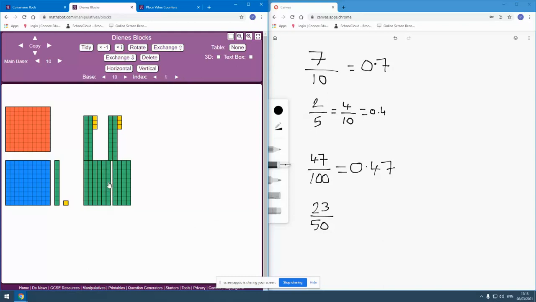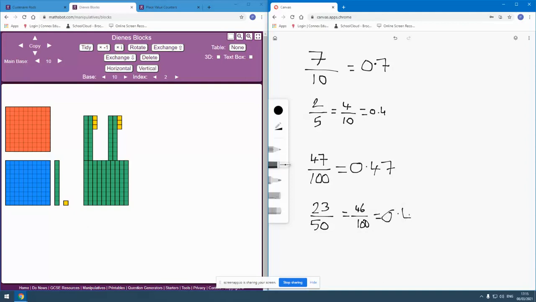then I can see that if I put these together, I still have something equivalent to 23/50ths, but now that is exactly the same as 100ths. So what I have now is 46 hundredths, and the equivalent decimal will therefore be 0.46.